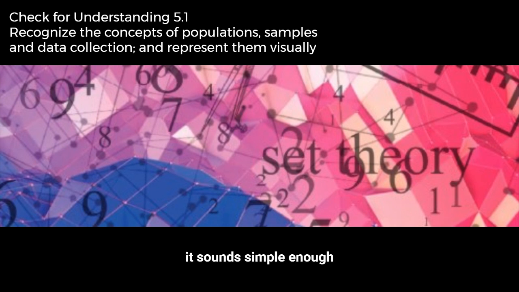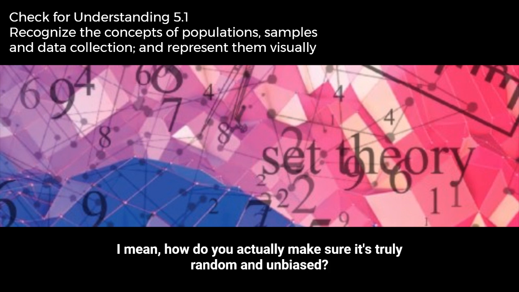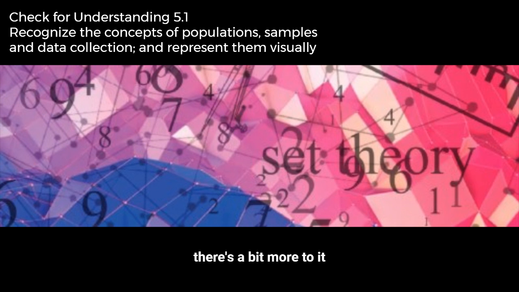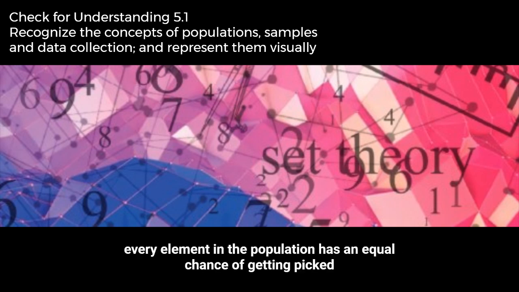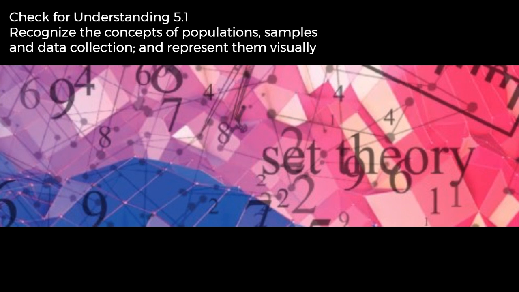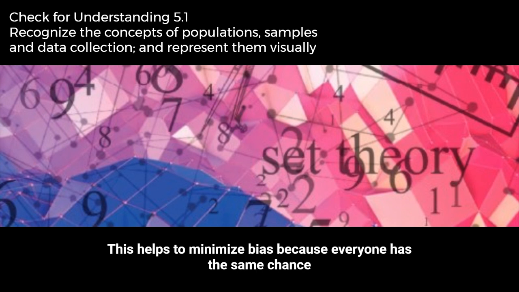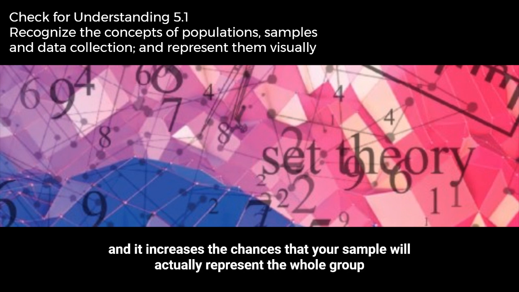It sounds simple enough, but is it really just like picking names out of a hat? I mean, how do you actually make sure it's truly random and unbiased? Yeah, you're right. There's a bit more to it. So a random sample means every single person, every element in the population has an equal chance of getting picked. This helps to minimize bias because everyone has the same chance, and it increases the chances that your sample will actually represent the whole group.